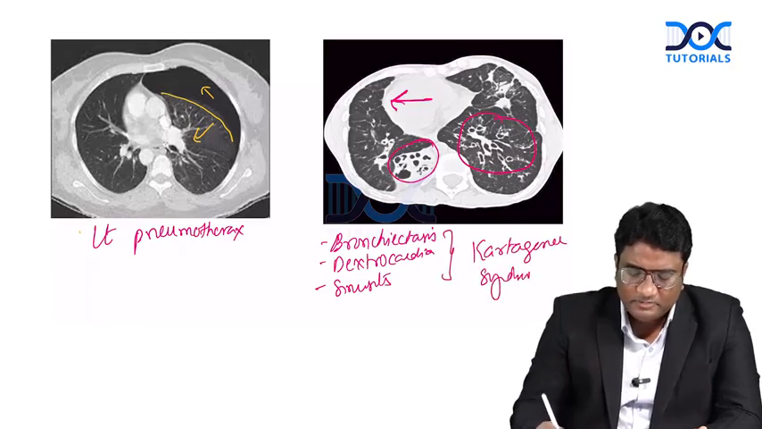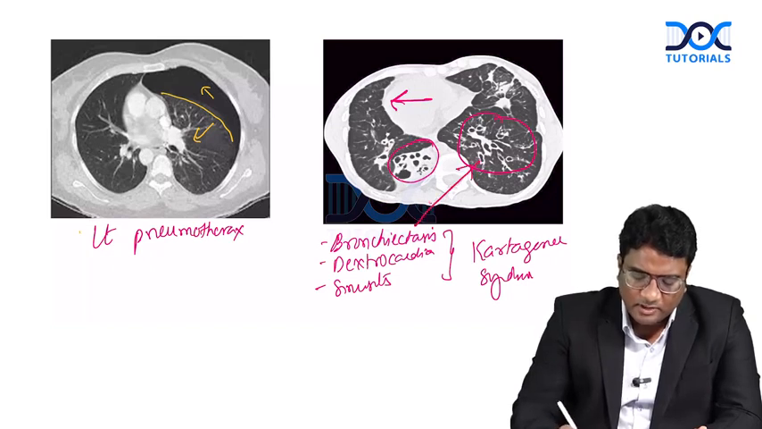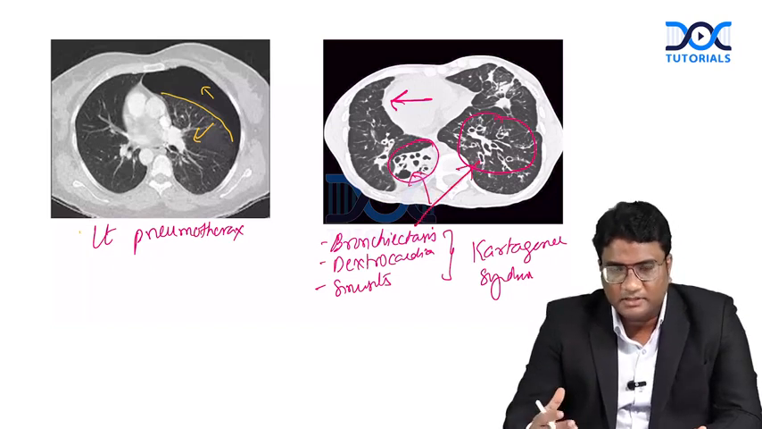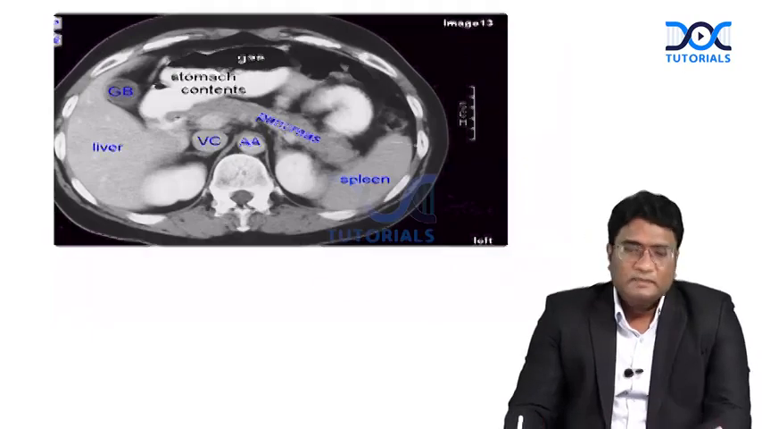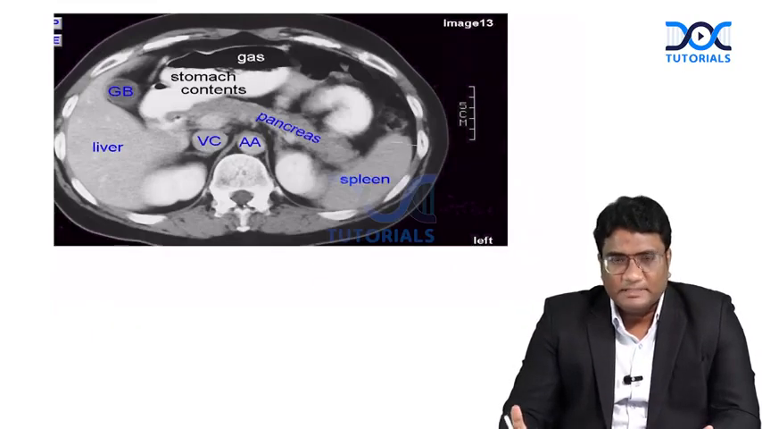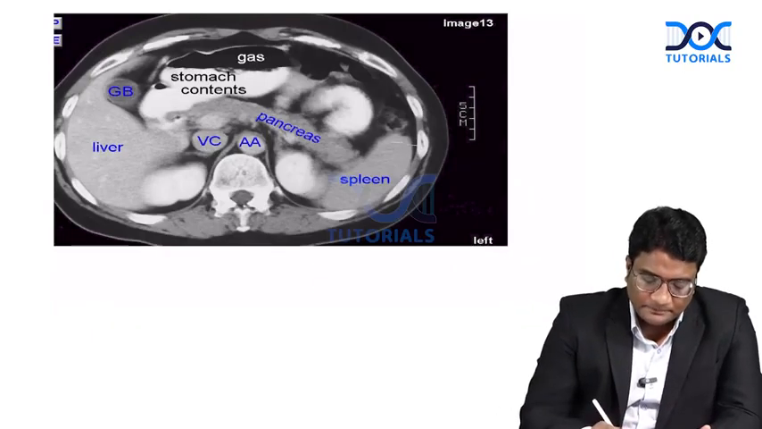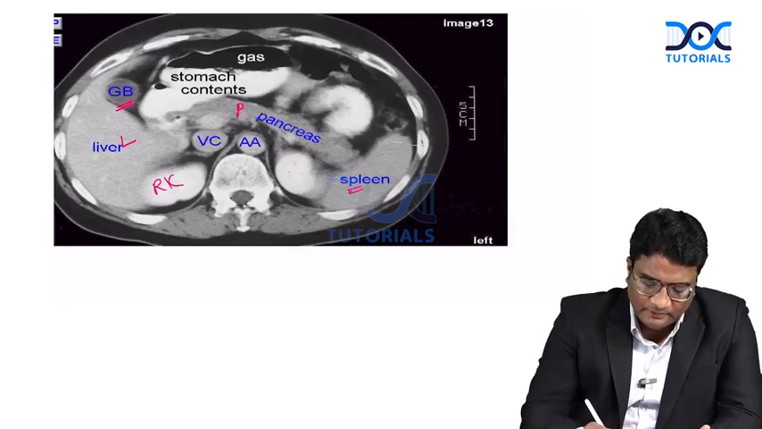Cartagena syndrome. So please remember this signet ring appearance, a bunch of grapes appearance, signet ring appearance, think of bronchiectasis in your patients. This is the labeled anatomy of the abdomen, CT abdomen. You can see here, this is the pancreas, this is the liver on the right side, the gallbladder, the spleen, this is the right kidney, this is the left kidney.